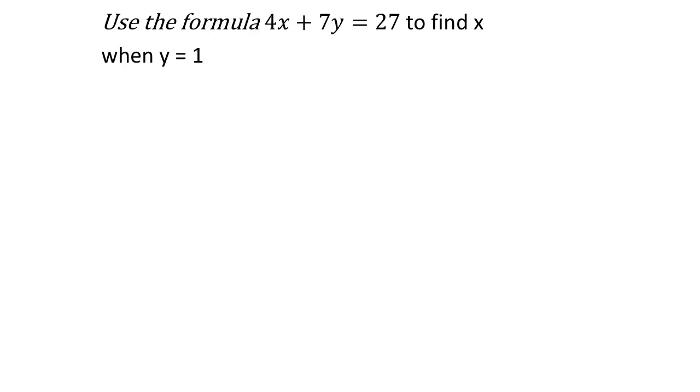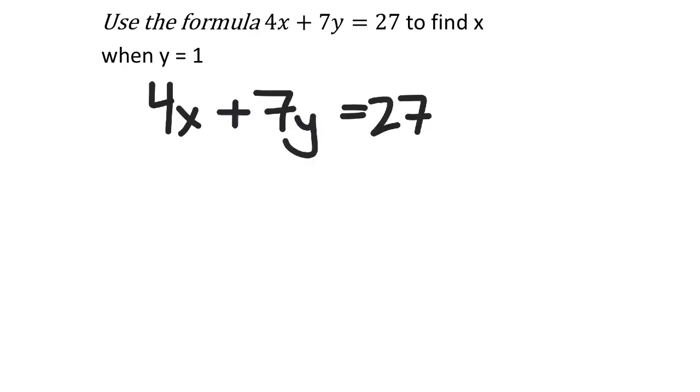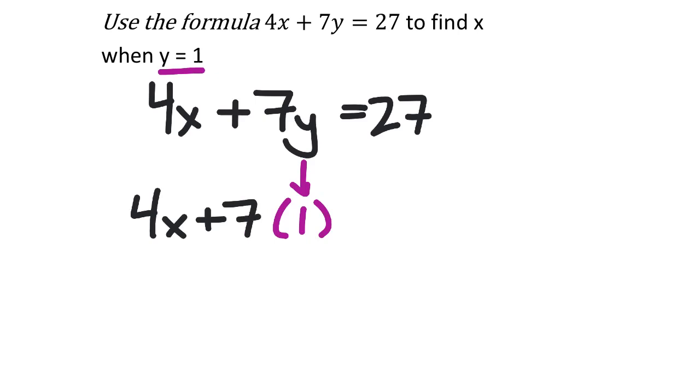It doesn't really matter. So again, I'm going to rewrite the equation just so I can replace the y value with 1, as it says right there. All right, and then, again, it says y equals 1. So I replace my y value, just like I would in the other formulas, with the value 1. All right, so rewriting the equation: 4x plus 7 times 1 equals 27.